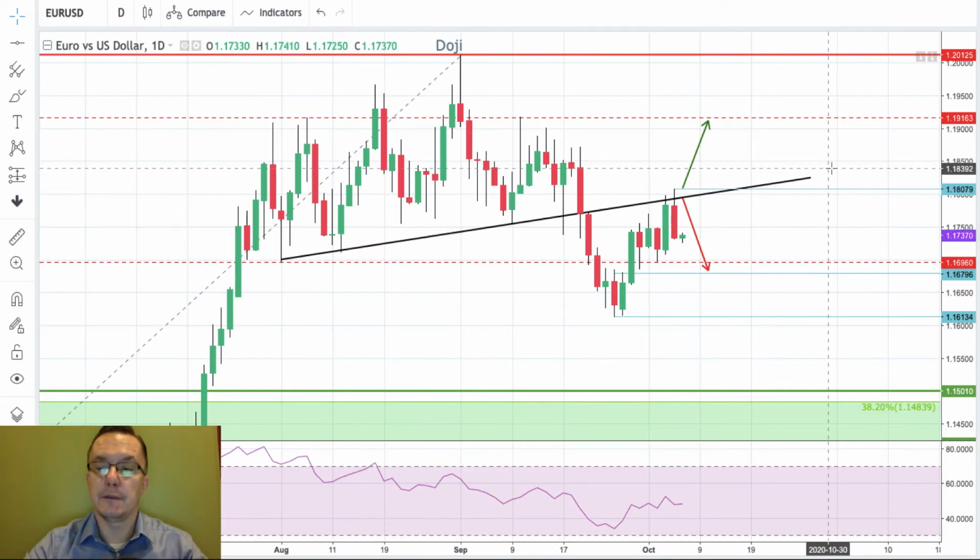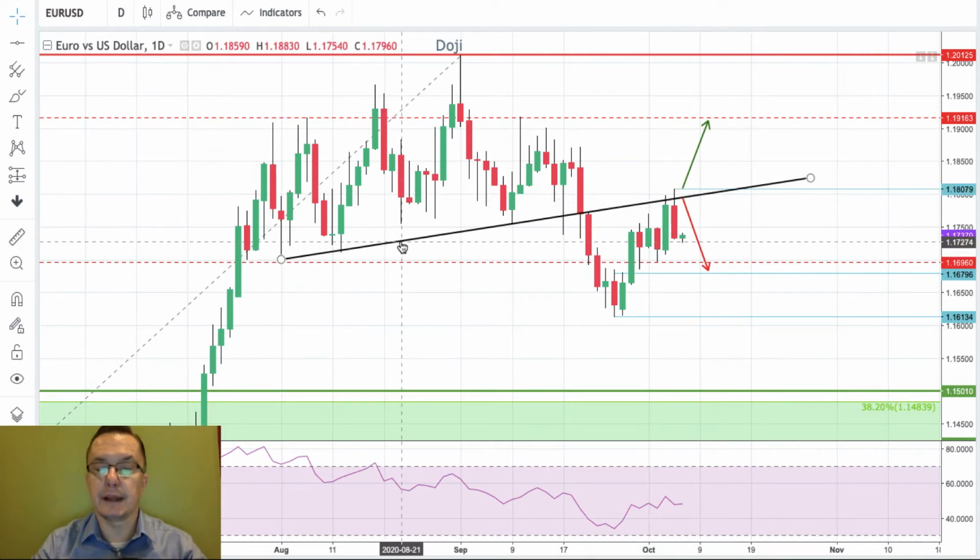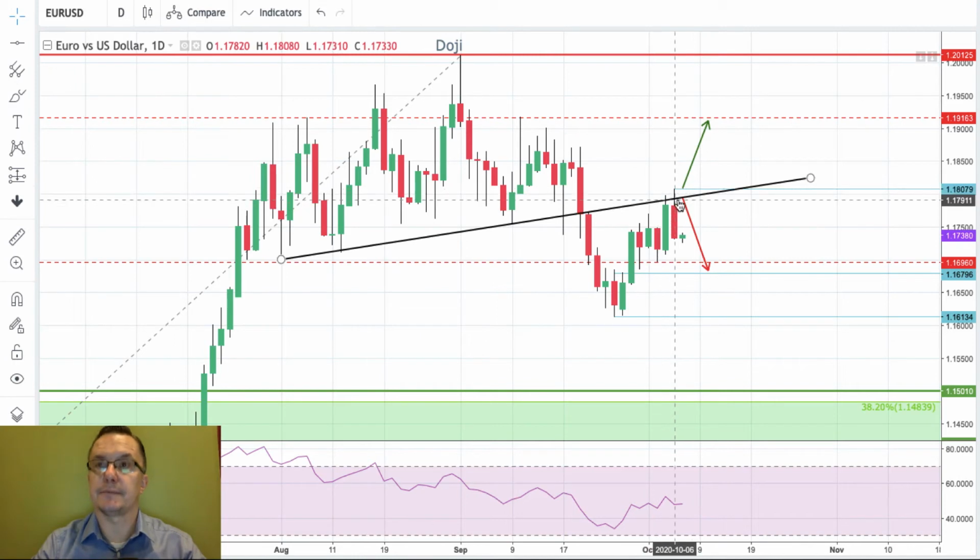So right now, as you can see, the technical picture is we are trying to play out this black trend line resistance, right? The first attempt failed. The price was capped around this trend line. The daily time frame candle closed below the trend line and far away from the trend line, because the close is around the level of 1.1733.